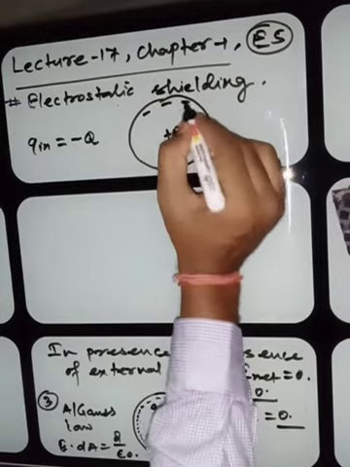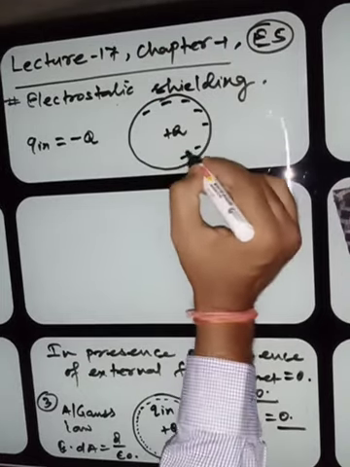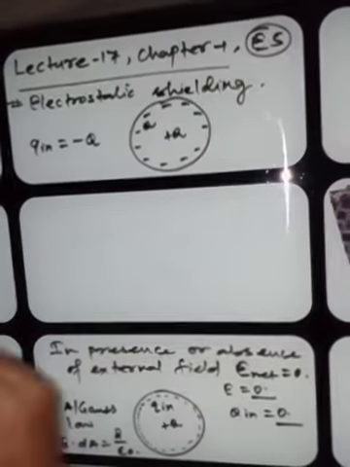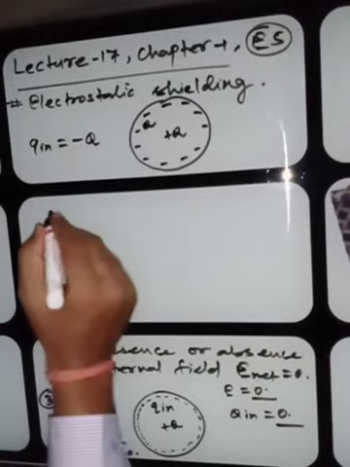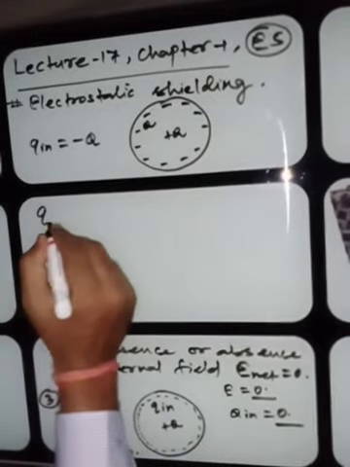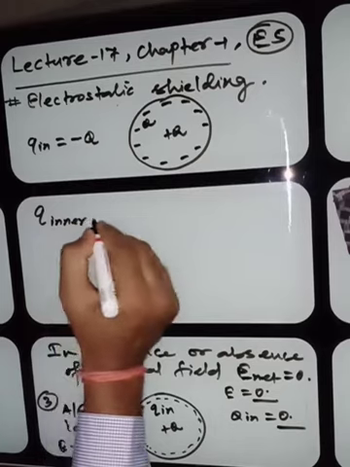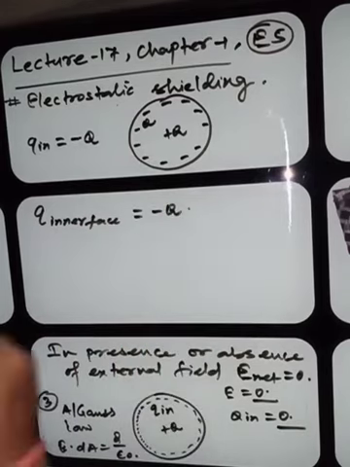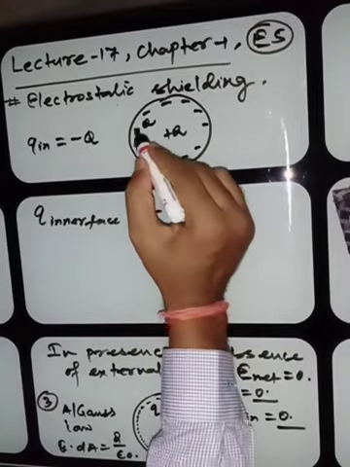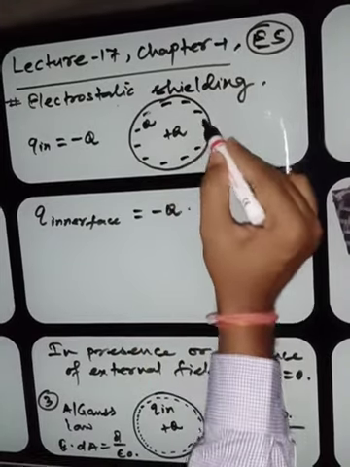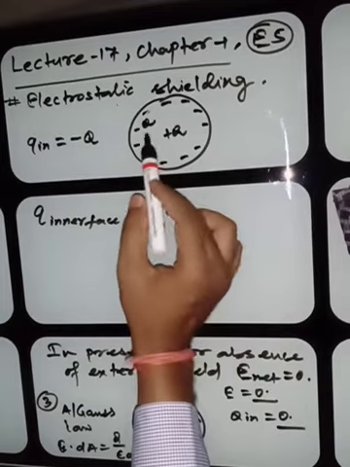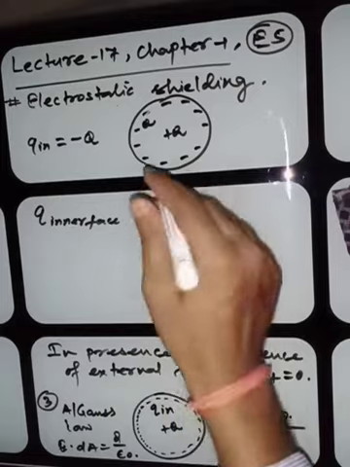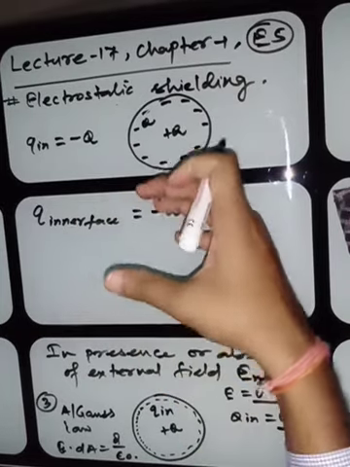Charge is uniformly induced on the inner face of the conductor, and it is minus Q. That is, the charge at the inner face is minus Q. Since the Gaussian surface is just outside this negative induced charge, you get plus Q and minus Q, and the net will be 0. But we have to study further after this.